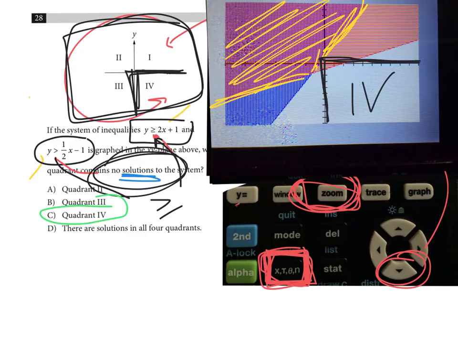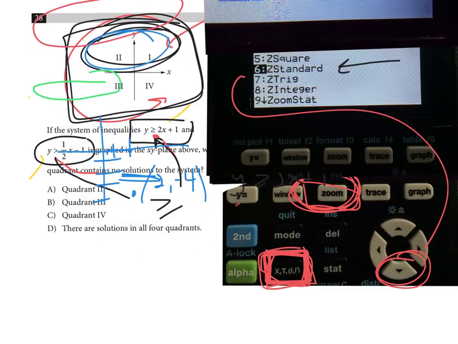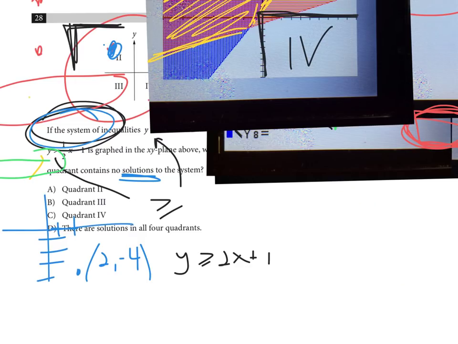What you could have also done was just simply choose points in each quadrant and test to see if they make both inequalities true. For example, if I choose a point in quadrant 4, let's say I choose the point (2, -4). Now I'm looking for no solution. If I take both of these inequalities, y is bigger than or equal to 2x plus 1, and y is greater than or equal to 1/2 x minus 1. Remember, my point is in the fourth quadrant, (2, -4), so my x is 2, my y is -4.